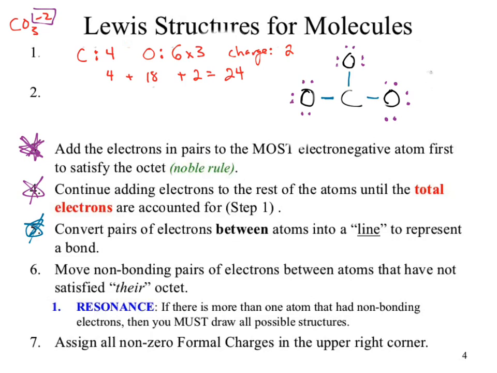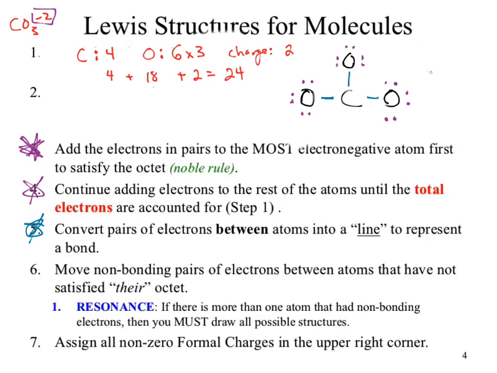Okay? And now we move to rule 6. And this one's the doozy. We will move non-bonding pairs of electrons between atoms that have not satisfied their octet. That means we have to go through every single atom and decide how many electrons are around it. How many electrons are around the rightmost oxygen? There's 2. That would be 4, 6. That line represented 2 electrons. That's 8. So there's 8 electrons around that oxygen. How about the next oxygen? They all got 8. Good call.